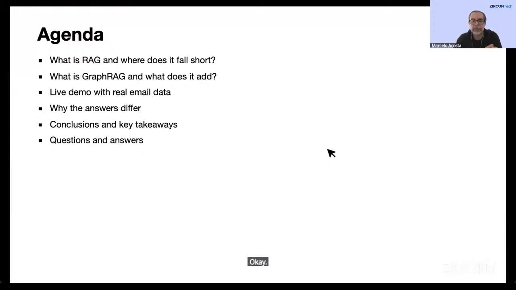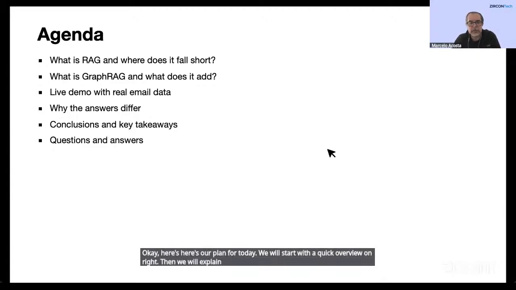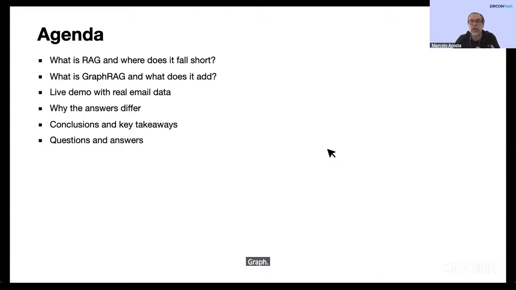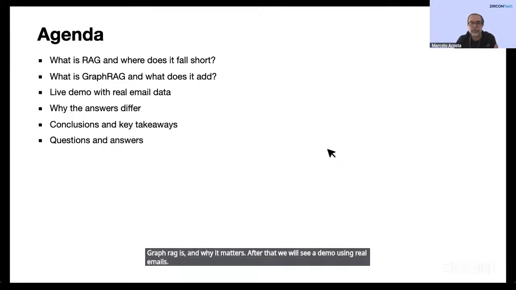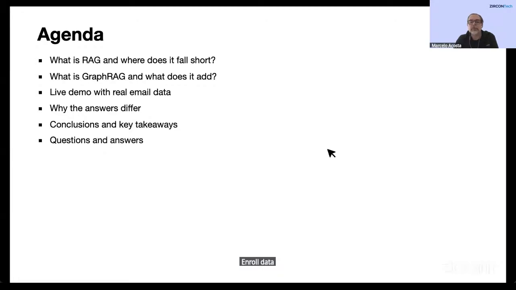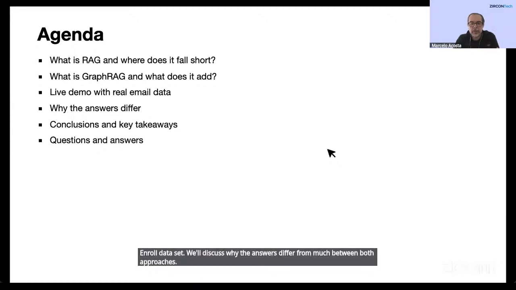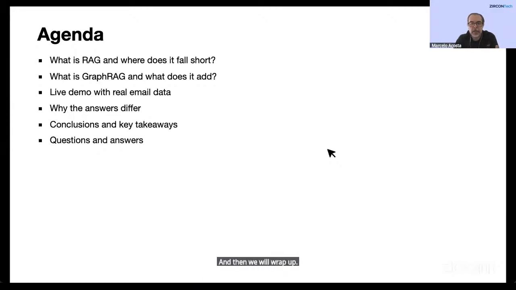Okay, here's our plan for today. We will start with a quick overview on RAG, then we will explain what GraphRAG is and why it matters. After that, we will see a demo using real emails from the Enron dataset. We'll discuss why the answers differ so much between both approaches, and then we will wrap up with some conclusions and your questions, of course.